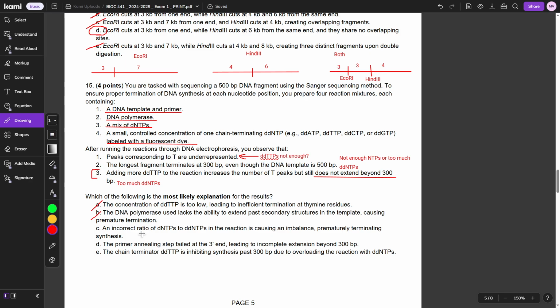An incorrect ratio of dNTPs to ddNTPs in the reaction is causing an imbalance, prematurely terminating the synthesis. I like this answer. This is exactly what we talked about. Initially we didn't have enough of the ddTTPs. The second point was we have too much ddNTPs. This is exactly what this is talking about: incorrect ratio of dNTPs to ddNTPs. It causes an imbalance because we have too much ddNTPs, causing termination. So I like C.